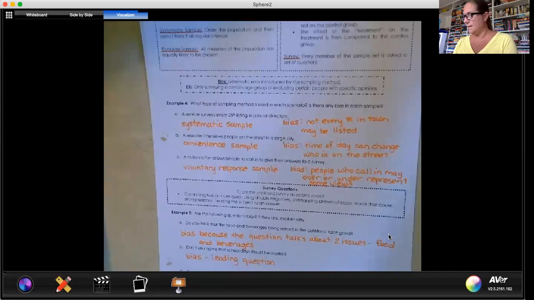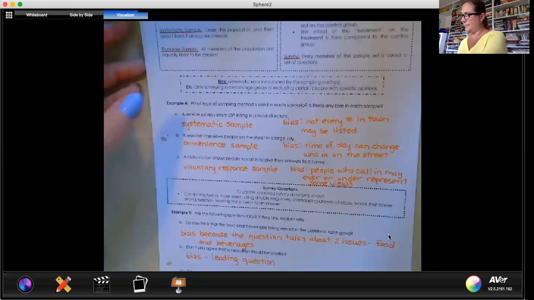And C, a radio station allows people to call in to give their answers to a survey. That is voluntary. People who call in may over or underrepresent some views. You're only talking to people who listen to that particular radio station in that particular area. So there are a couple biases there as well.